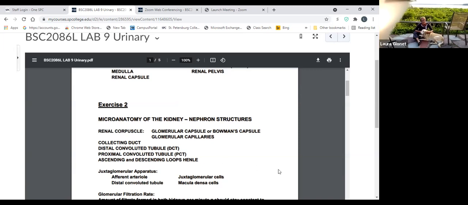We have what's called the renal corpuscle, which is composed of two structures technically, a glomerular capsule or Bowman's capsule. I still refer to it as a Bowman's capsule, and the glomerular capillaries contained inside. So as a unit, it's called the renal corpuscle, and this is where filtration occurs. We have then the collecting ducts, the distal convoluted tubules, proximal convoluted tubules, ascending and descending loops of Henle. Not necessarily in that order that filtrate flows through, but that's the anatomy that you have to know.